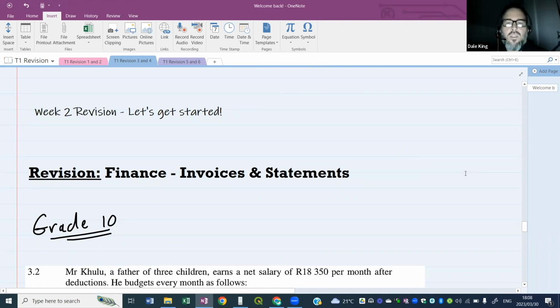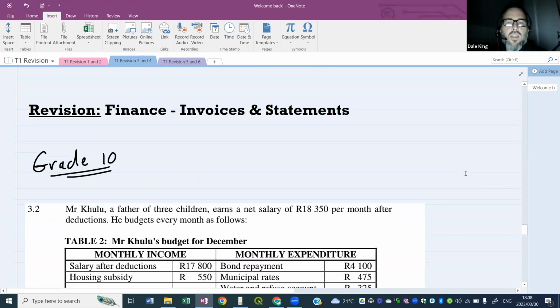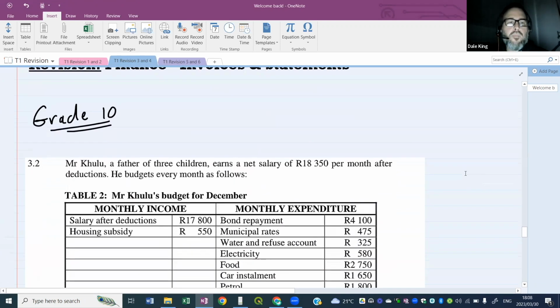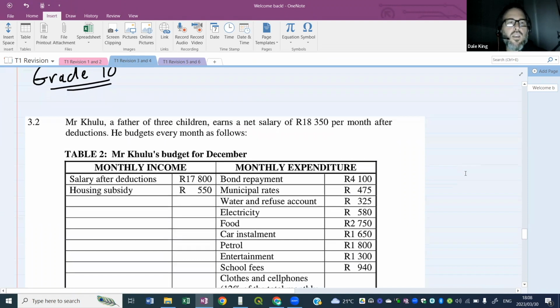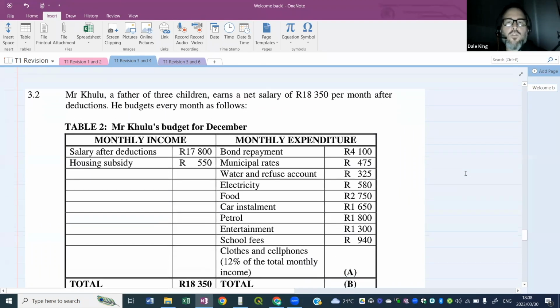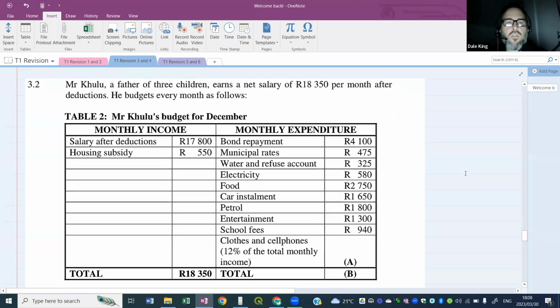All right. So this is a question from a grade 10 exam. It is a budget type question. Okay, so let's have a look at it. It is grade 10 level, but grade 11, remember, there's good practice for you guys to get involved with this. Let's have a look at the question. It says, Mr. Kulu, a father of 3, earns a net salary of 18,350 per month after deductions. Okay. He budgets every month as follows, and there's his budget that he's drawn up.